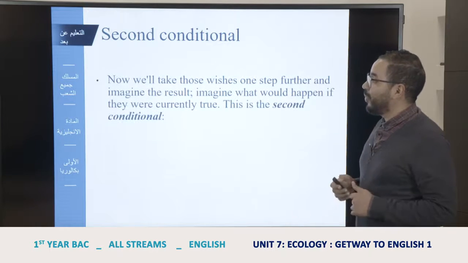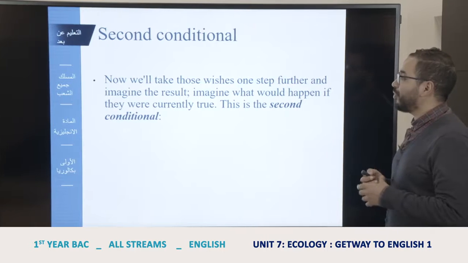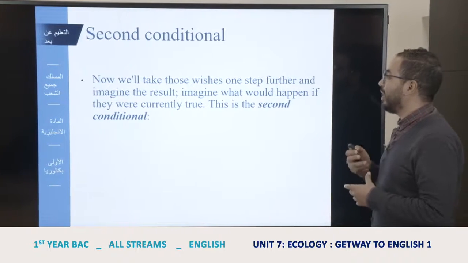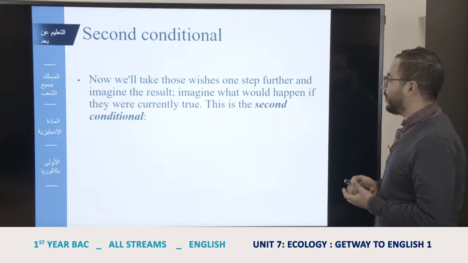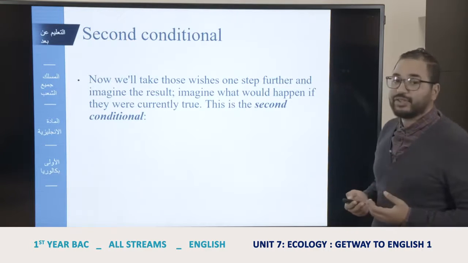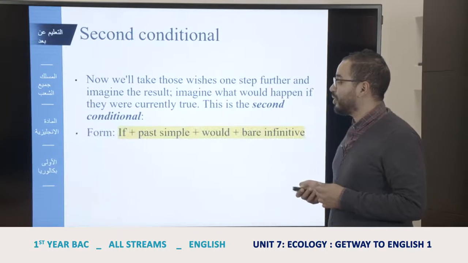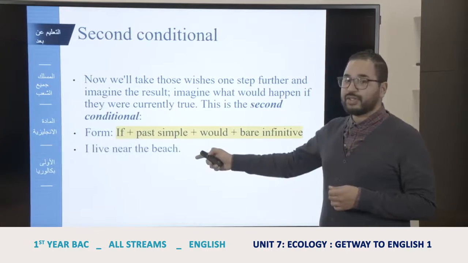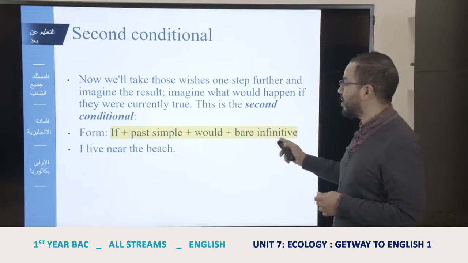So now we will take those wishes one step further and imagine the result, or imagine what would happen if they were currently true. This is the second conditional. So if you still remember, in the functions we talked about this situation. So this is the form of the conditional type 2. It's if plus past simple plus would plus bare infinitive.